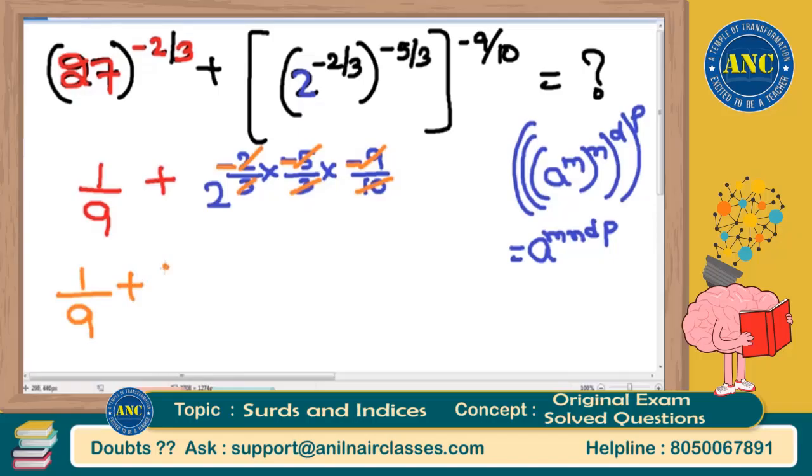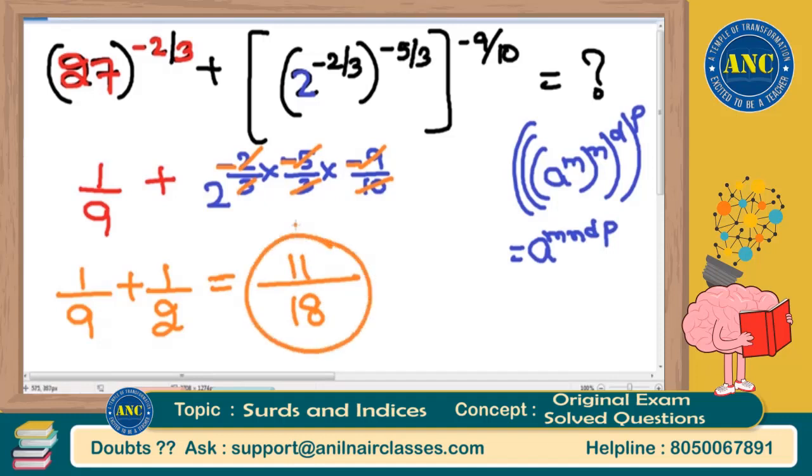That is nothing but 1 by 2 power 1. Answer is 1 by 9 plus 1 by 2, 11 by 18. Don't write step by step. Try to eliminate the intermediate step. Simplify there itself. Write the answer very very fast. I hope the idea is clear.